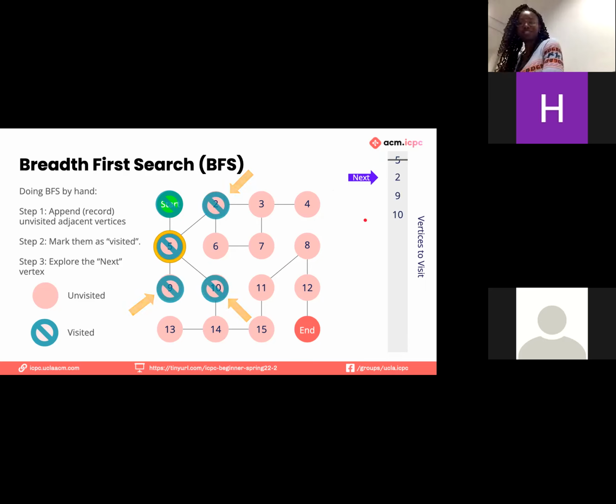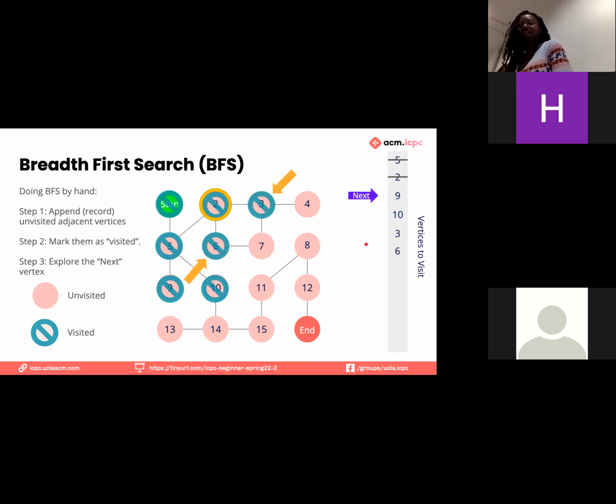And great. And so we put 2 in first. So 2 will also be the first thing that we check. And we'll say, cool. Now that we see 2, again, what can we be sure exists? 3 and 6. And so we'll put those into our list of vertices to visit. And you can see that we're just kind of traveling down, right? It looks kind of random on the graph, but on our list of things to visit, it makes total sense. We're just going in order of what we put in, right? First in, first out.